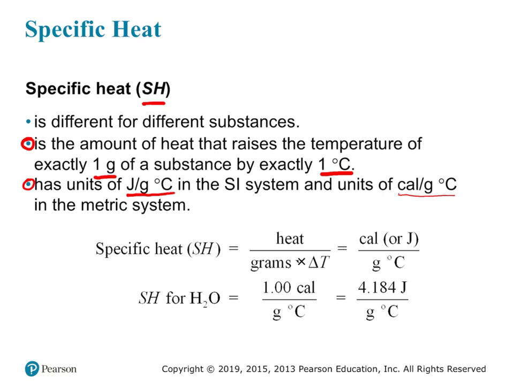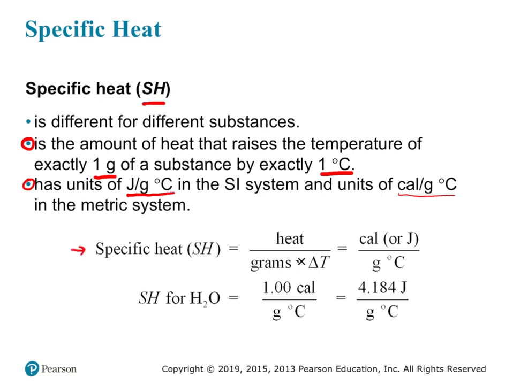All right, so down below we have this written out as more of an equation. So specific heat is equal to the amount of heat that is needed over the mass of the substance in grams times the change in temperature. So we can write that as calories or joules per gram times degrees Celsius.